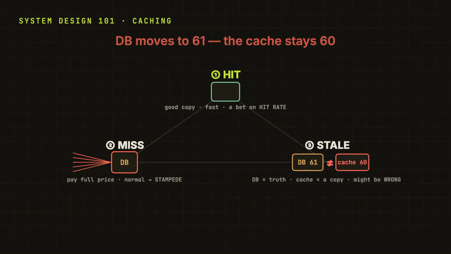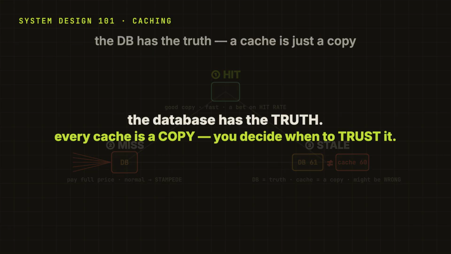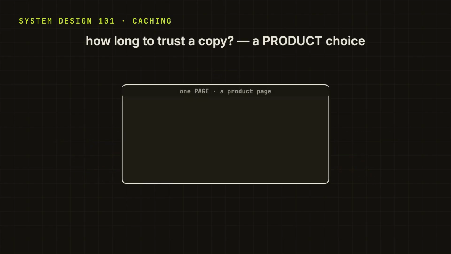And stale is the whole hard half. Your copy might be wrong because the database has the truth and the cache only has a copy. And that one line, honestly, is the entire video. The database has the truth, every cache is just a copy. You have to decide when to trust. And that decision, how long to trust a copy, there is no universal number to it. It is a product choice. How bad is a stale value really?